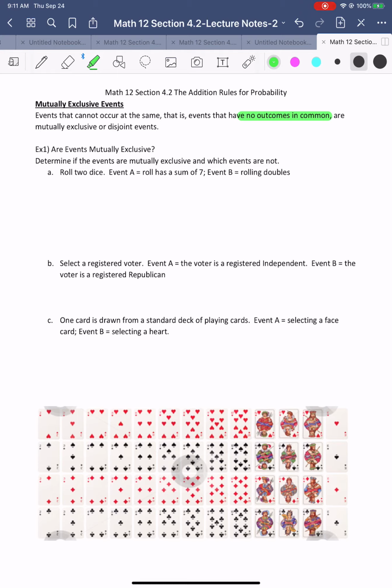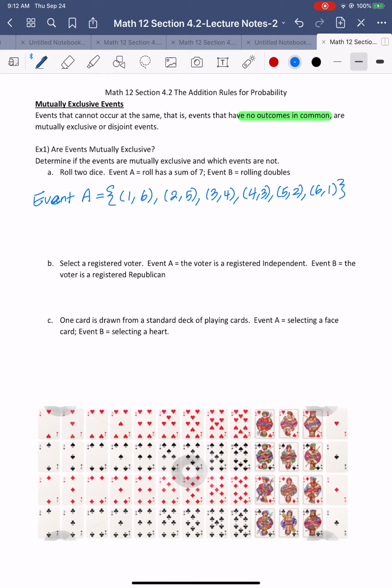Event A means rolling a sum of seven. So the ordered pairs of the two dice rolled: 1 and 6 makes a 7, 2 and 5 makes a 7, 3 and 4 makes a 7, 4 and 3 makes a 7, 5 and 2 makes a 7, and 6 and 1 makes a 7. Those are the ordered pairs that make a 7 as a sum.